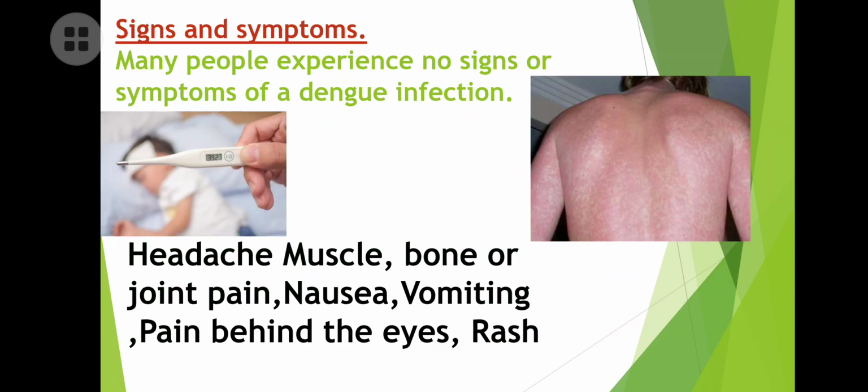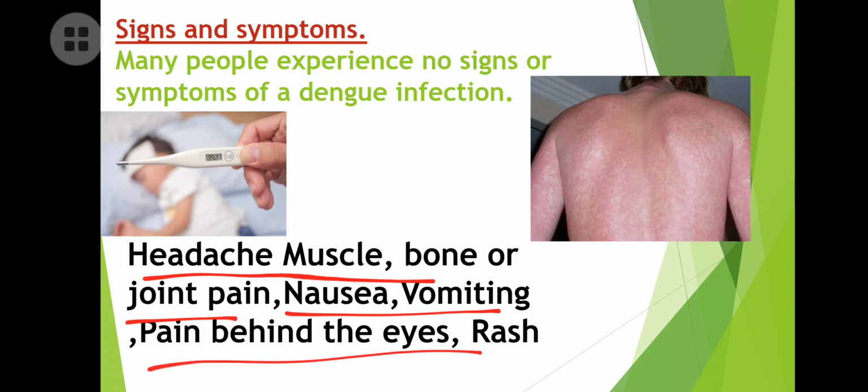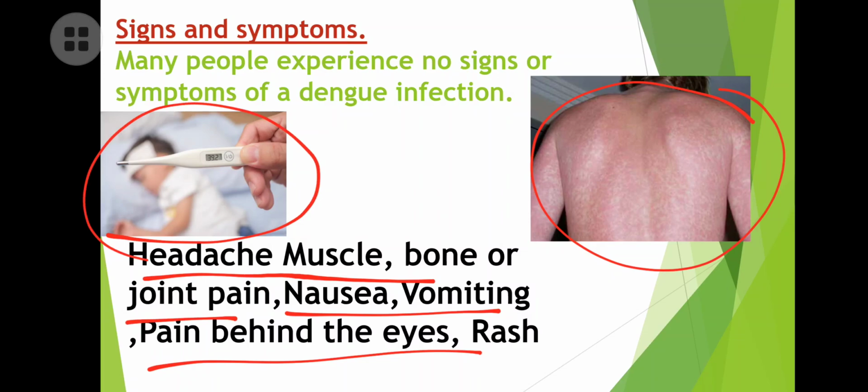Next, signs and symptoms. Many people experience no signs or symptoms of a dengue infection. There are no signs or symptoms initially, but if the immunity fails to defend against the dengue virus, some may experience headache, muscle, bone or joint pain, nausea, vomiting, pain behind the eyes, and rashes. And a high temperature, greater than 104 degrees Fahrenheit or 39 degrees Celsius, is also one of the major signs and symptoms of dengue.